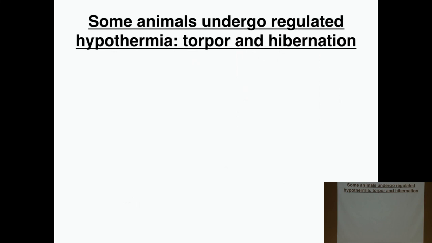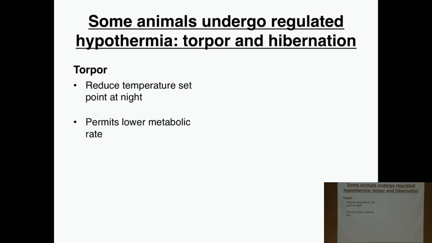And so finally, I do want to mention that some animals, just like we have a regulated hyperthermia in the case of fever, there's also regulated hypothermia, which is daily torpor and hibernation. When we talk about torpor, it's called daily torpor, which are daily cycles of reduced activity. And it corresponds to a reduction in an individual's temperature set point.